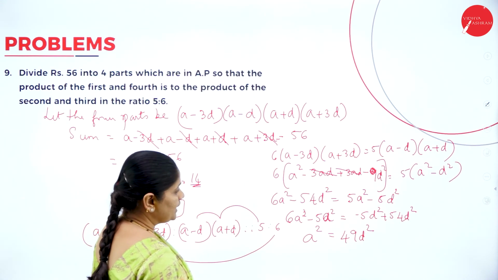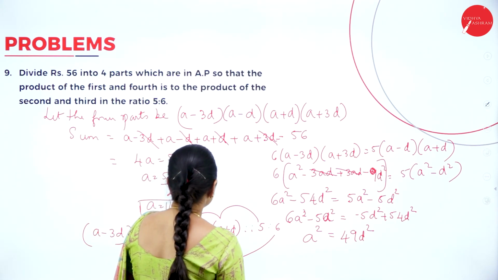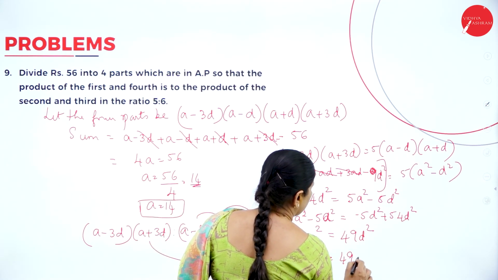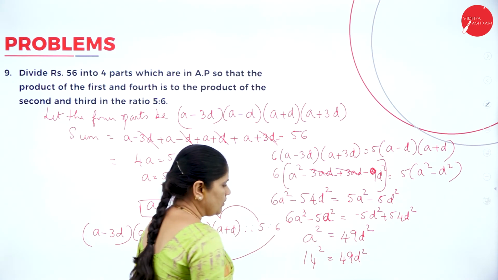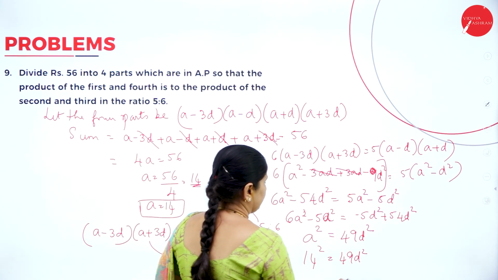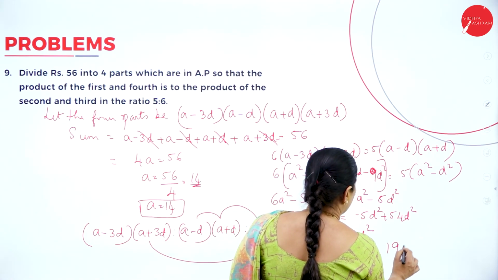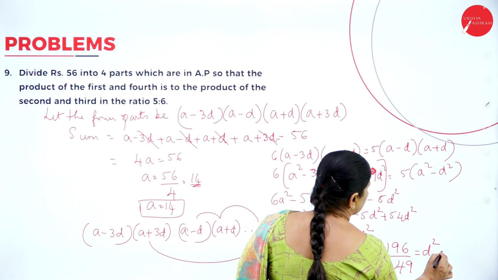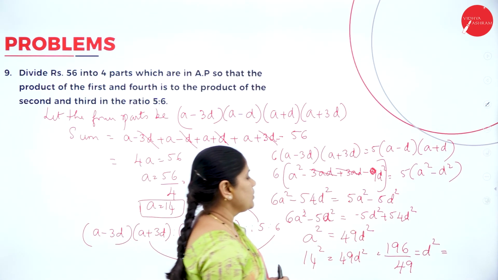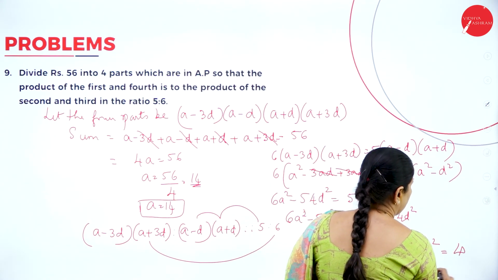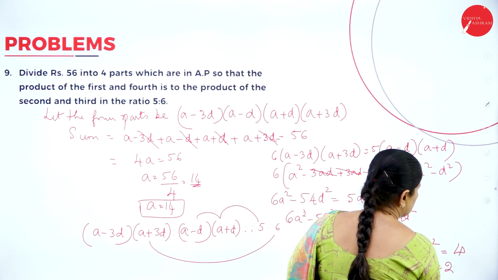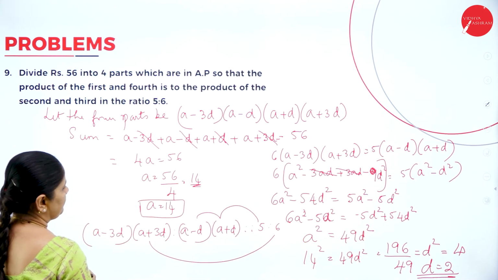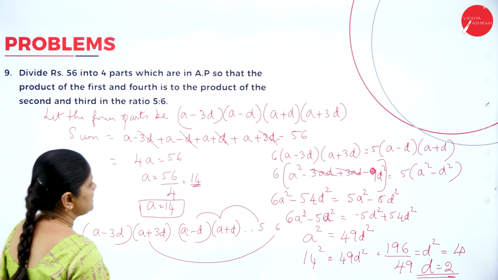But we know A equals 14. So, 14 square equals 49D square. So, 14 square is 196, and 196 divided by 49 equals D square. 196 by 49 equals 4, and D equals 2 is the answer. So, D equals 2. So, we have to simplify this problem in this way.